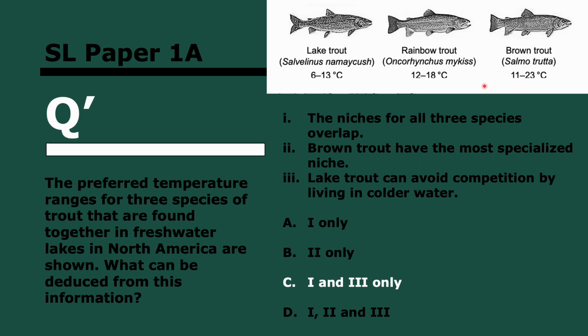If you look at it, it's actually like 11 to 23, so that shares a lot of its range with the other ones, with the rainbow trout and the lake trout. Then lake trout can avoid competition by living in colder water. Now that's true to some extent. From the range of 6 degrees to 11 degrees, it's by itself. No other trout are going to be there, so no competition. And then 1, the niches all overlap. That's obvious, they all overlap to some extent. So, hope that makes sense.